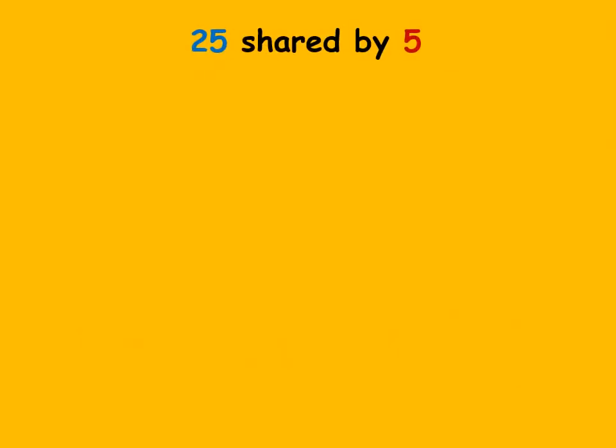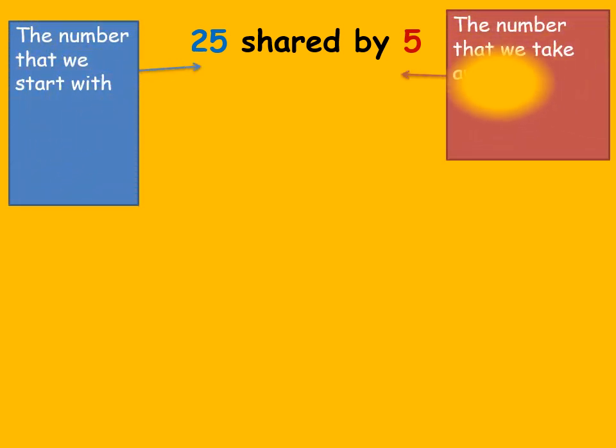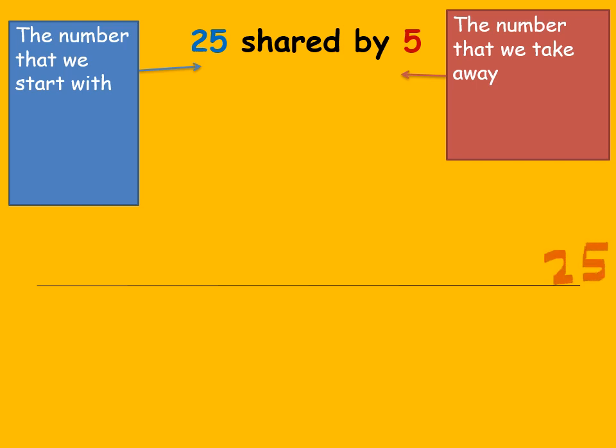Okay, 25 shared by 5. The number that we start with is 25. The number that we take away will be 5. We've got our number line, and we're going to use our pen tool to complete our number line. So we've got 25. I'm going to take 5 away. And what do we have left? We can count back by 5s. 20.